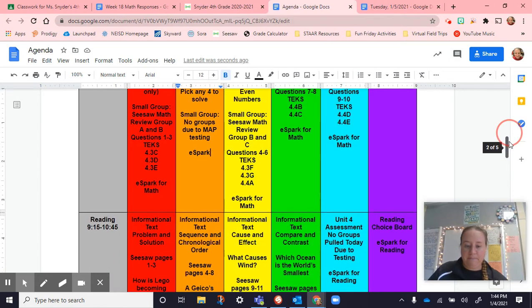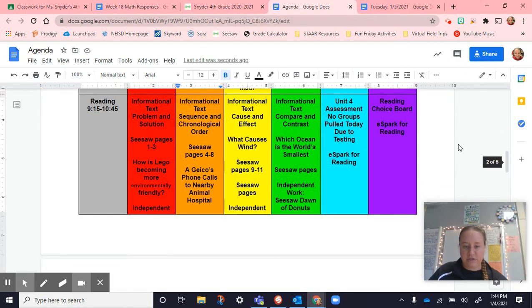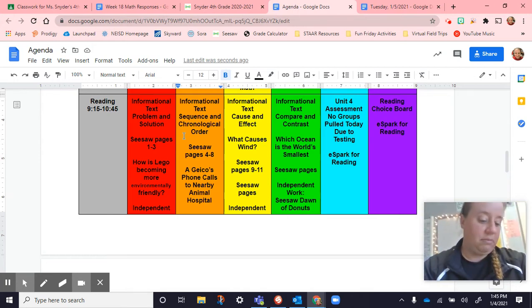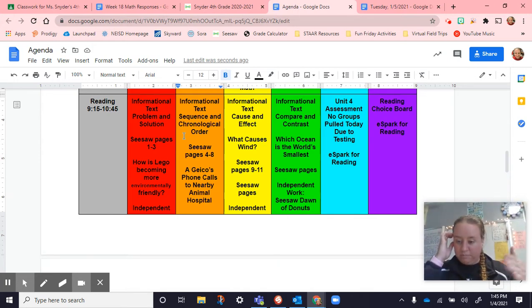All right, for reading, we're going to continue looking at informational texts. And today we're going to look at sequence and chronological order. These are texts where something happens, and it's a series of events. You have an order of events of things that are happening, and your job is to either put them in order or say what comes before something or what comes after, things like that.